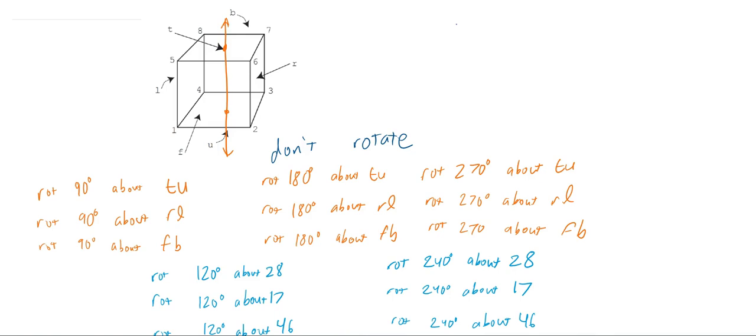Face T is going to stay exactly where it is. It's not going to go anywhere. It's just going to spin in place. Face R is going to go to where face F is. Face F goes to where face L is. L goes to where face B is, and B goes to where R is. And they just spin in place like that, forming a little cycle. And face U is just going to spin in place.